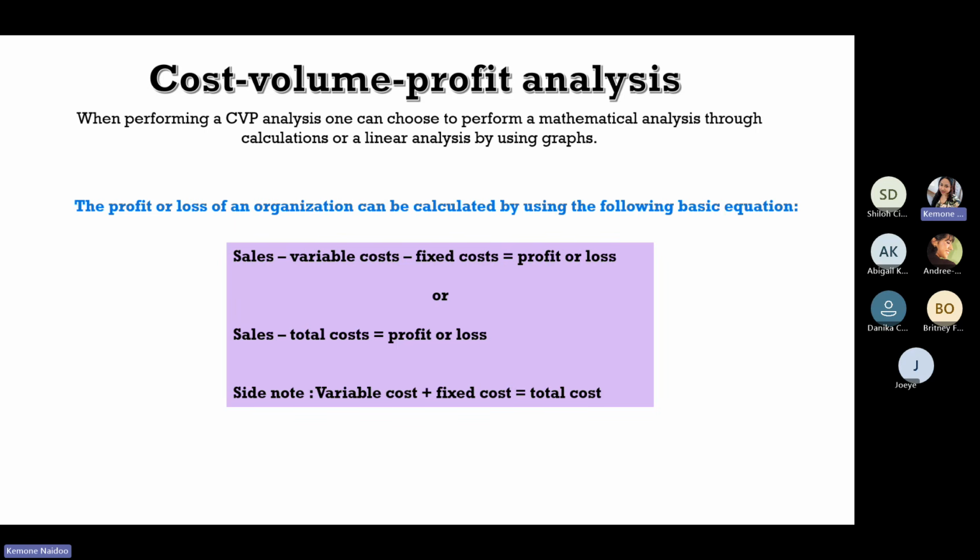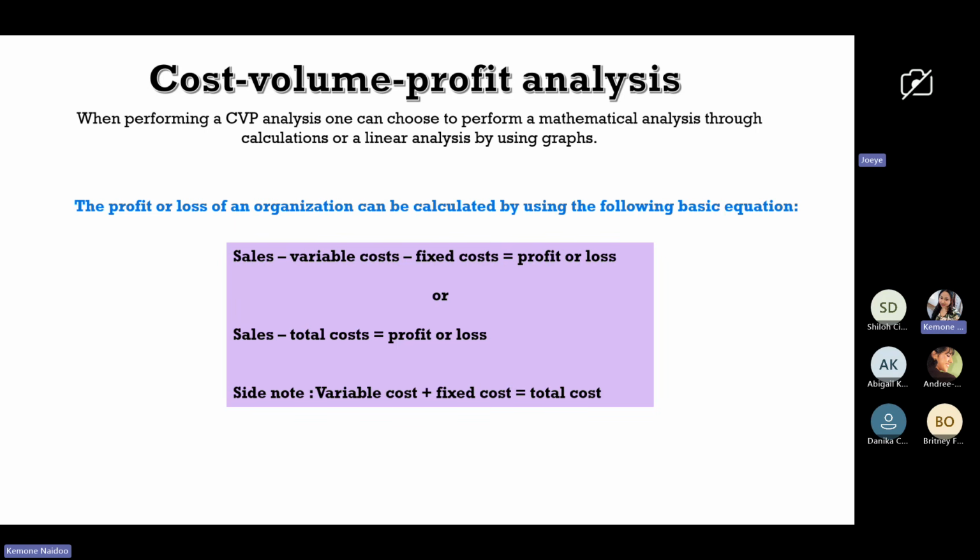Okay, so simply what our cost volume profit analysis is, is to understand if we have made a profit or, yeah, where we stand in terms of our profit. So here you can say sales minus our variable cost minus fixed cost, and it will tell you either you have made a profit or a loss. A simple way to understand this is to say our sales minus our total costs, so income minus expenses. Okay, that's a simple way to elaborate. Income minus expenses will tell you whether you've made a profit or loss.